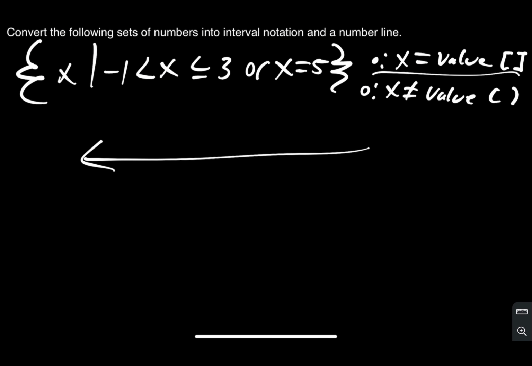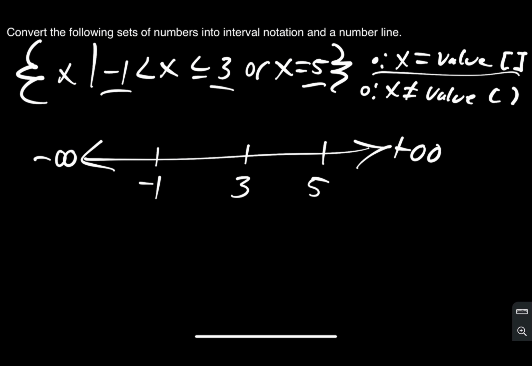So we have our inequality there. So let's draw a number line first. So we have negative infinity towards the left, positive to the right. And we have our values negative 1, positive 3, and positive 5. So now all we have to do is determine if these values are going to have a hollow point or a shaded in point. So we have that inequality, negative 1 is less than x, and x is greater than or equal to positive 3.